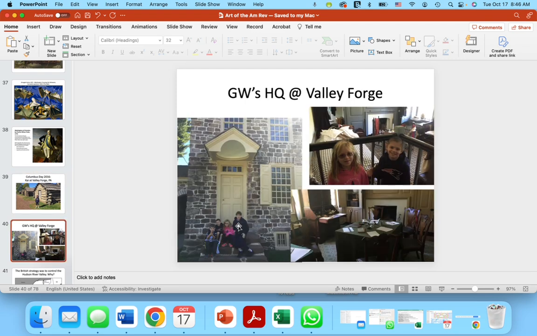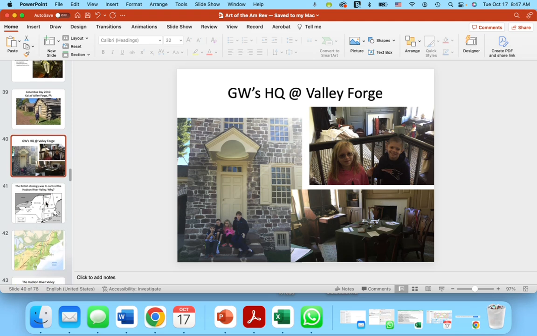I've taken my kids here. This is my mom. And this is the building where George Washington had his headquarters. So George Washington was here. This is his bedroom. This is his desk. And George Washington and his right hand man, Hamilton, were in this building running the army.